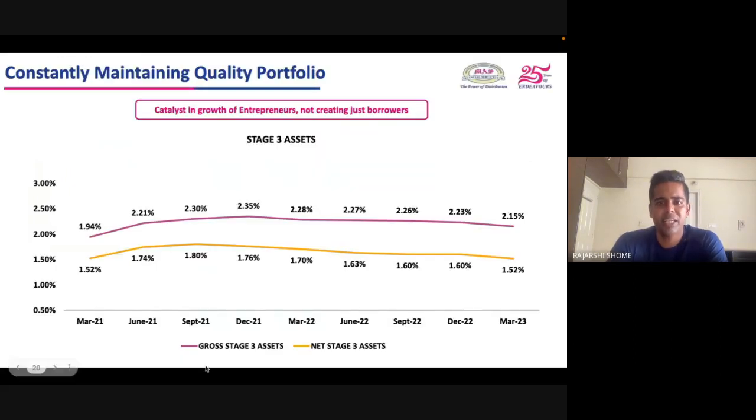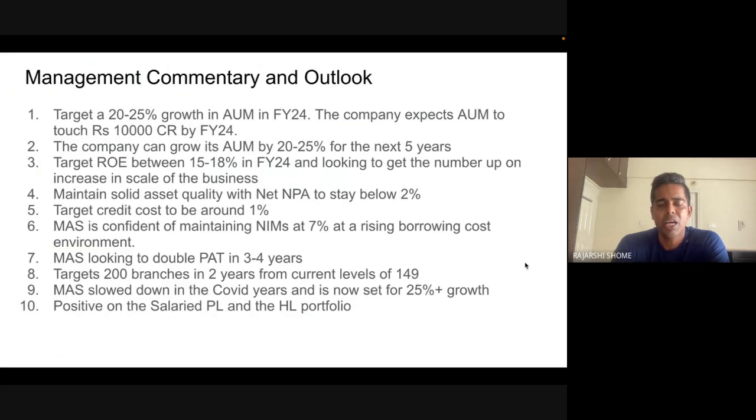Okay, very, very critical for any financials, we have to check the trend of the asset quality. We saw the trend of asset quality for Arman. Now we look at it for Mass. Can you see over the period of time, the GNPA and the NNPA numbers are improving, which is a great thing. Okay, management commentary. Now, can you see what the management said?